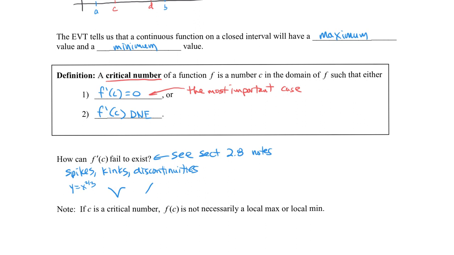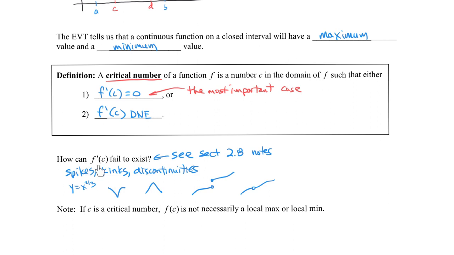Or a kink. Sometimes absolute value functions will have a point like this, where again you zoom in on it, it never flattens out, it's always a point. Or discontinuities, where a function goes and then stops and jumps up and continues on, or even just a hole in the graph. At any of those points, you're not going to have a derivative. So again, if you want more information, just look at what we talked about in section 2.8.